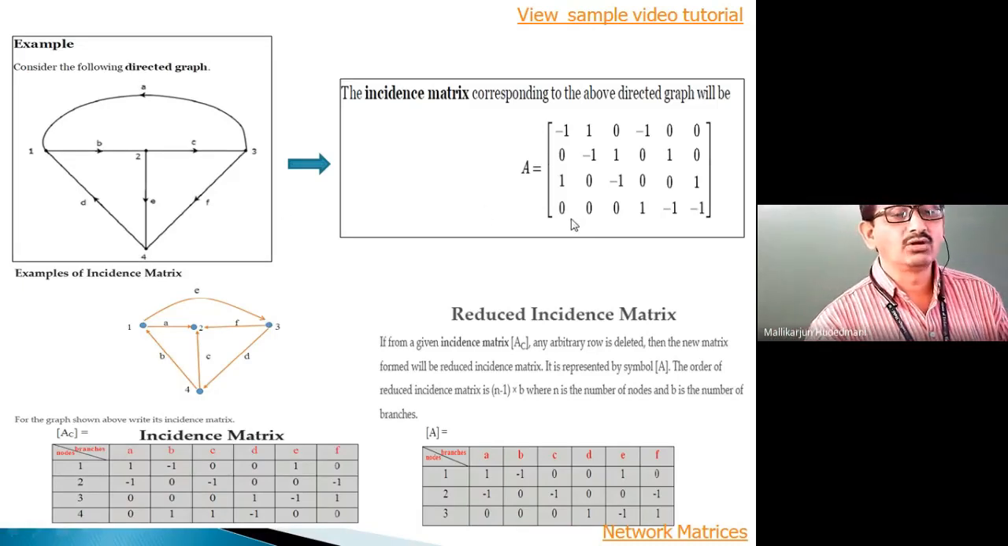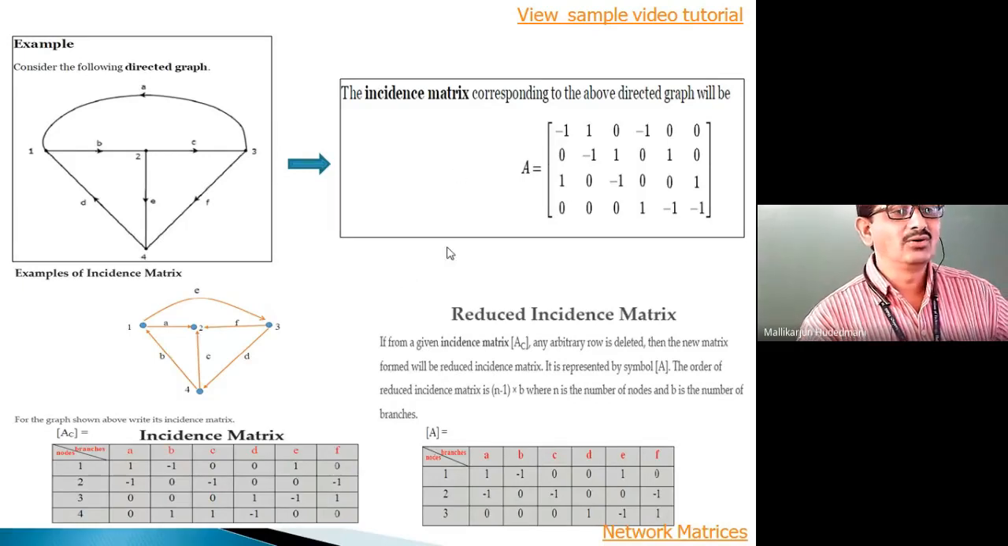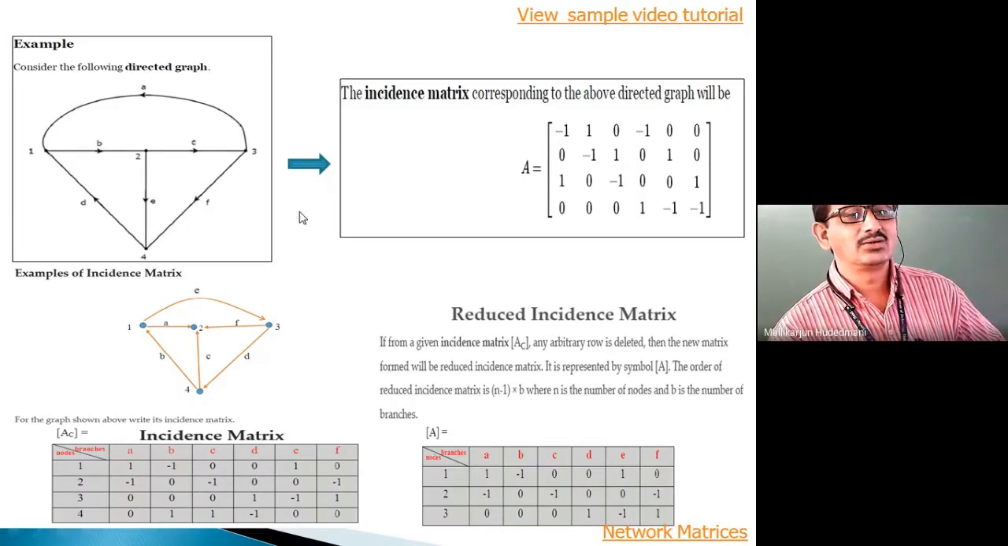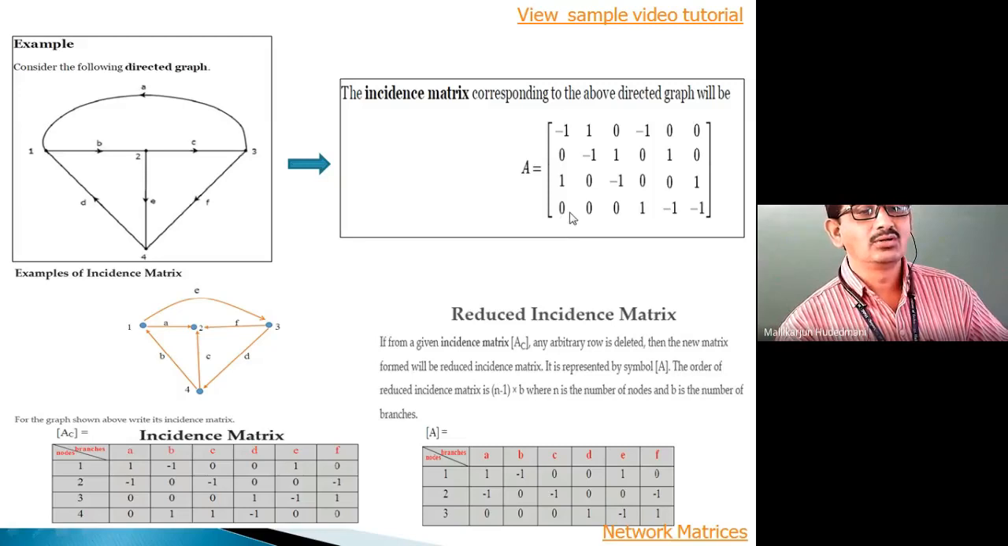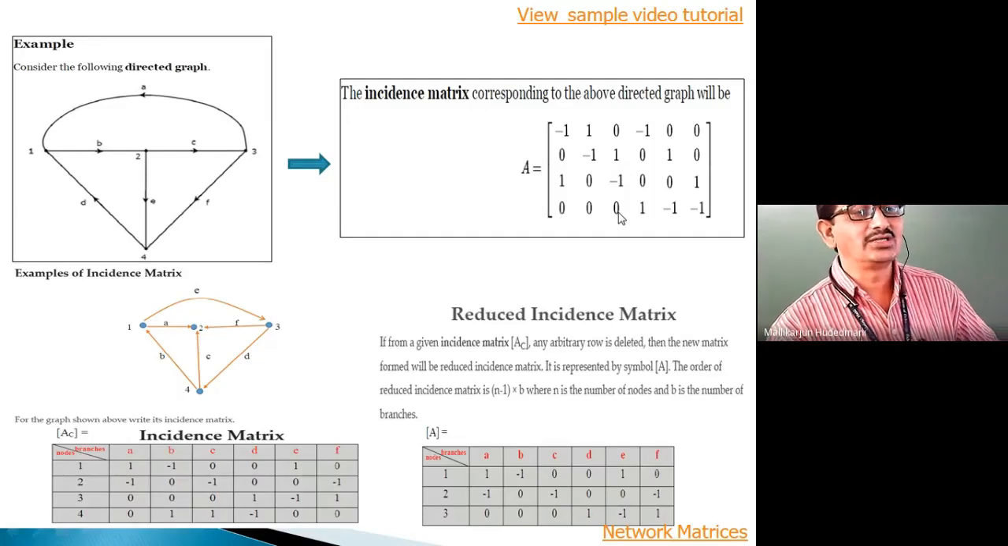When I go to row number 4, first our element is A. A is 0 because A is not at all incident, not interacting with our node number 4. Then B is not incident, C is not incident. Hence you will find 0, 0 and 0 in that position. 3 zeros initially.